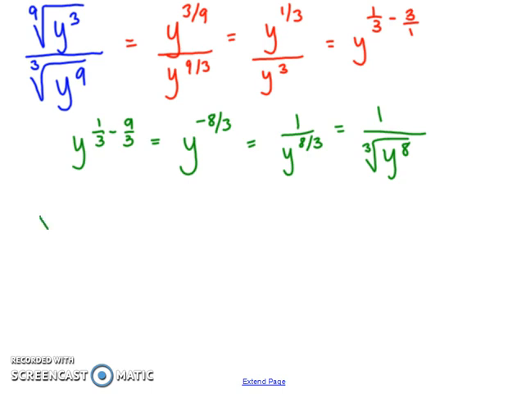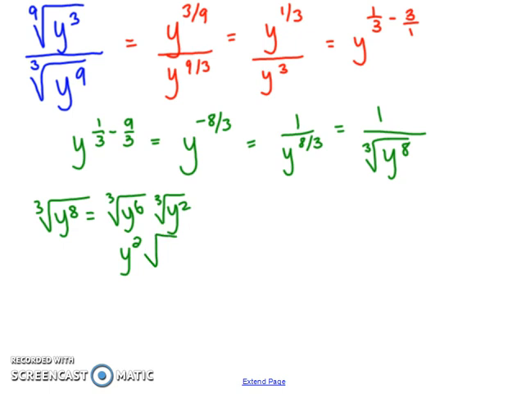So the cube root of y to the 8th can be rewritten as the cube root of y to the 6th and the cube root of y squared, which would then become y squared on the outside, since 6 divided by 3 is 2, and then you have the cube root of y squared on the inside. So what we really have is 1 over y squared cube root of y squared. And we're still not done since we have a radical in the denominator. So we need to rationalize this.